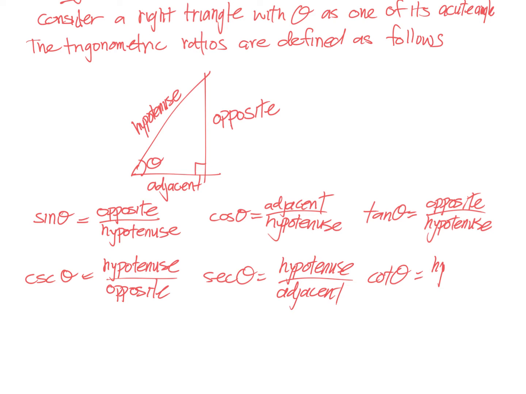Tangent of theta is not opposite over hypotenuse. Tangent of theta is opposite over adjacent. All right, so opposite over adjacent, and then cotangent is adjacent over opposite.